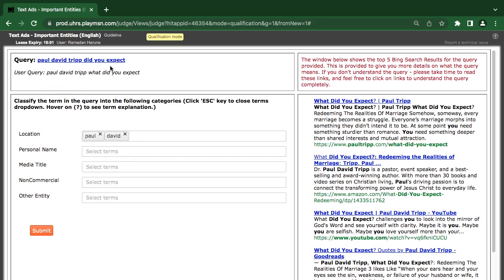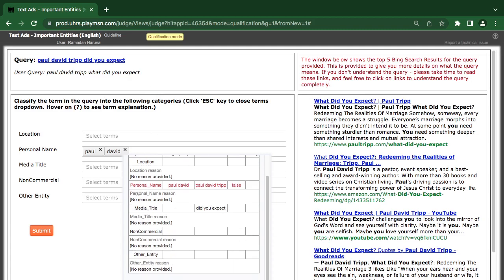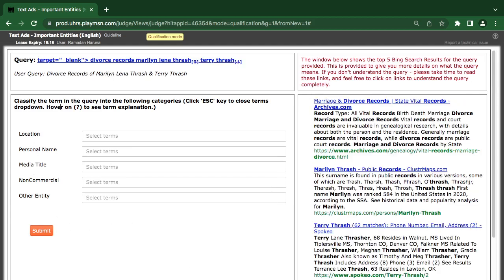Paul David Tripps, did you expect in a line? I wanted to ban, put myself in a problem. Paul David Trips. I did not read though. I thought this is just Trip. What do you expect? The media name. So I think we have not done yet. I think it's 15 or 10.